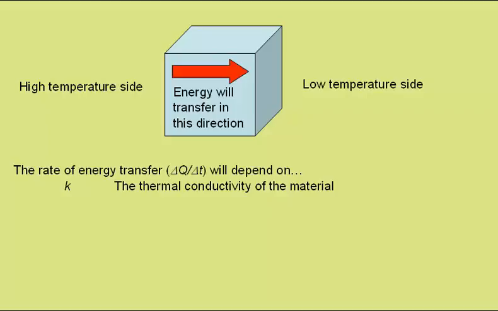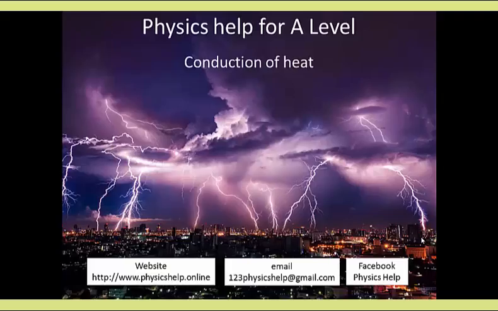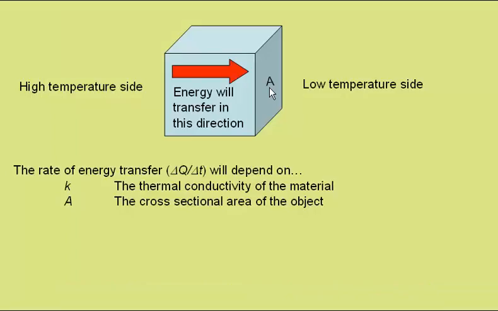The rate of energy transfer also depends on the cross-sectional area, A, of the object. I've represented it here on the diagram. The bigger the cross-sectional area, the more surface there is for the energy to pass through, and so the greater the rate of energy transfer.